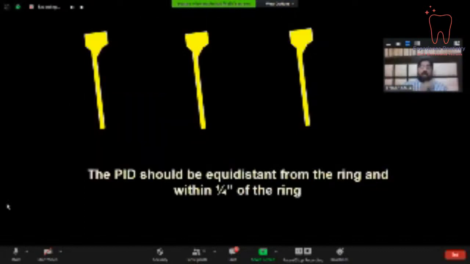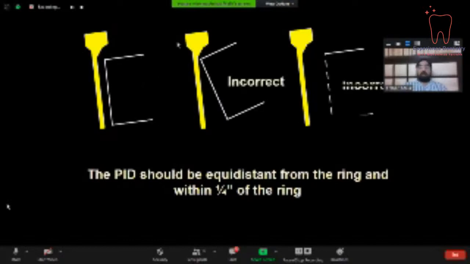Now, when you place it, the PID should be equal from the fourth of the ring. It is like this, this is the PID. That means this is the cone. The X-ray cone should be like this, and these two are not correct. PID should be parallel to the device, not at one angle or at too much distance from the device. It should be incorporated with the surface of the device. That is very important.